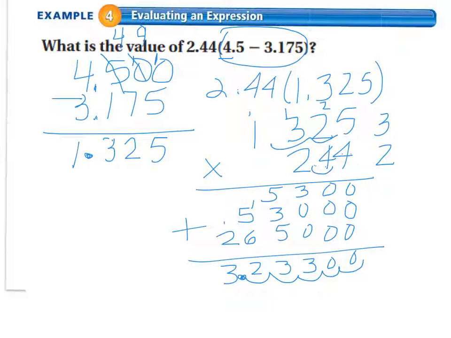And my answer becomes 3.23300. I don't need those zeros on there, but that would be the solution to the expression 2.44 times the quantity 4.5 minus 3.175.